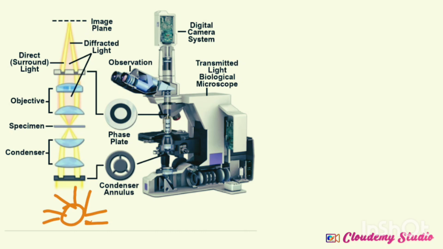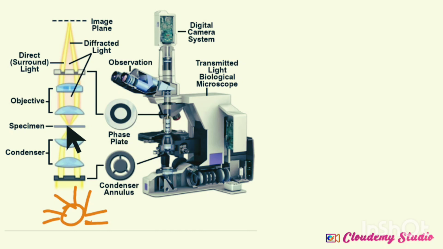So how does this phase contrast microscope work? Light passes from the light source towards the condenser lens. Below the condenser lens we know that there is an annular diaphragm. This annular diaphragm has an annular ring, and through this ring the light passes through the condenser towards the specimen.